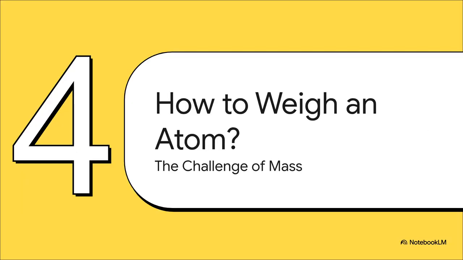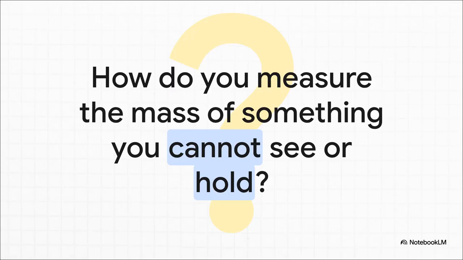All right, so we can name them and we have symbols for them. But the next big challenge for scientists was, how do you weigh one? How do you find the mass of something that's so incredibly tiny? Think about it. It's an impossible task, right? You can't see an atom, you can't hold it, so you definitely can't put it on any weighing machine. So scientists had to be very clever.